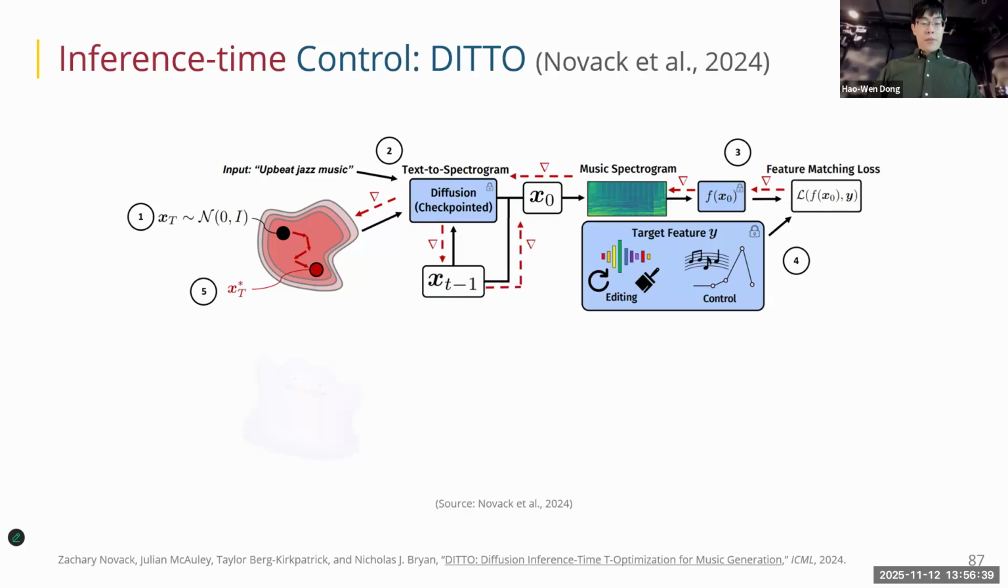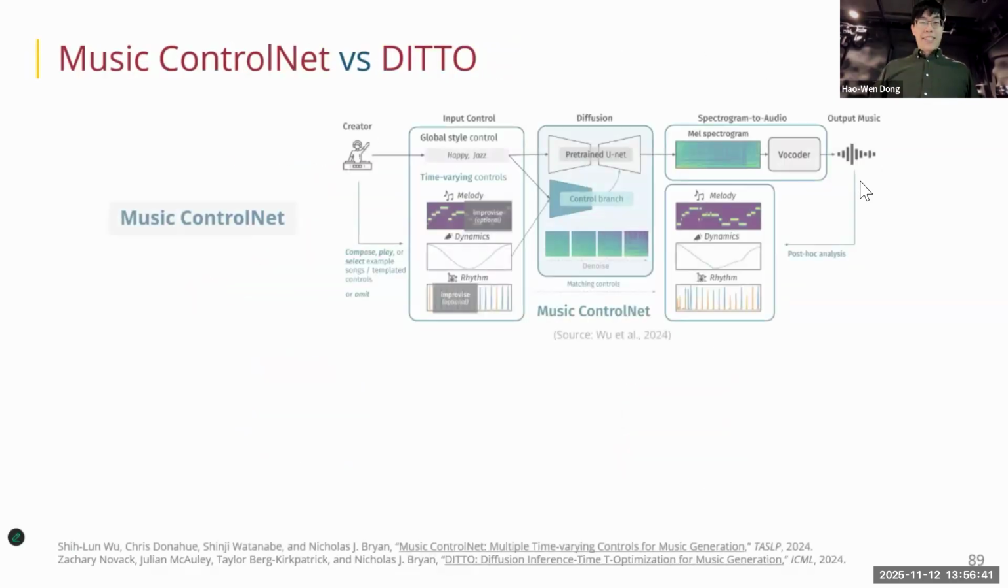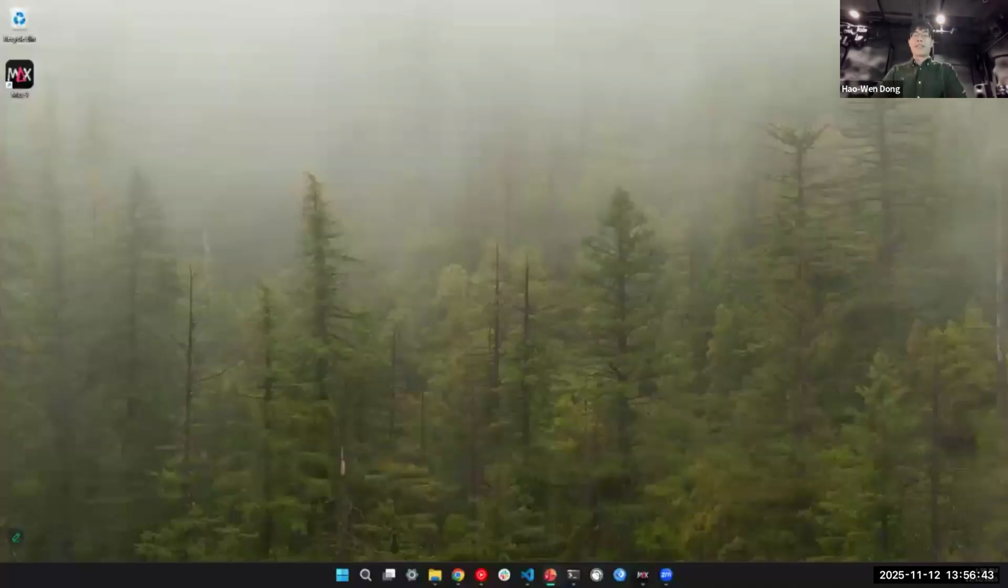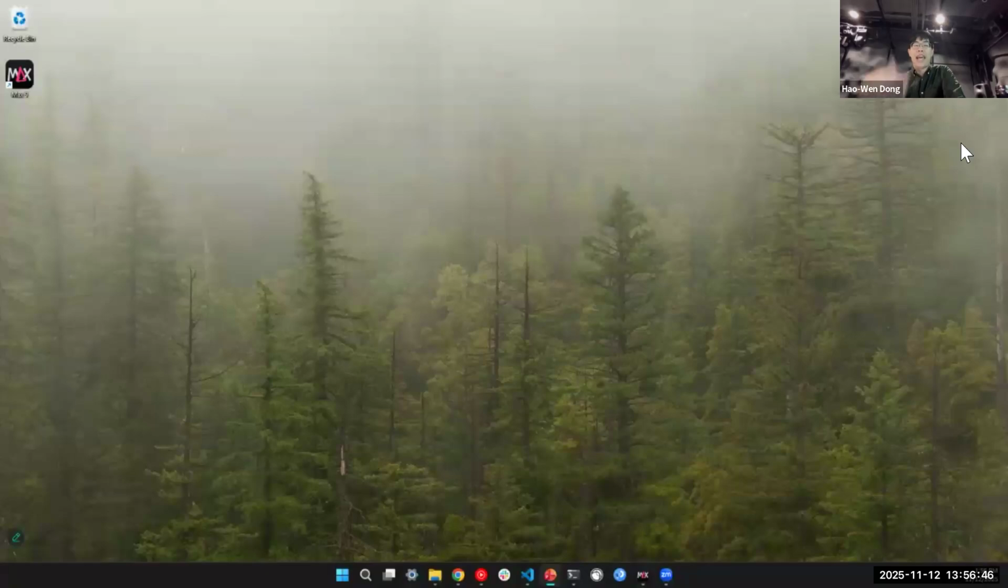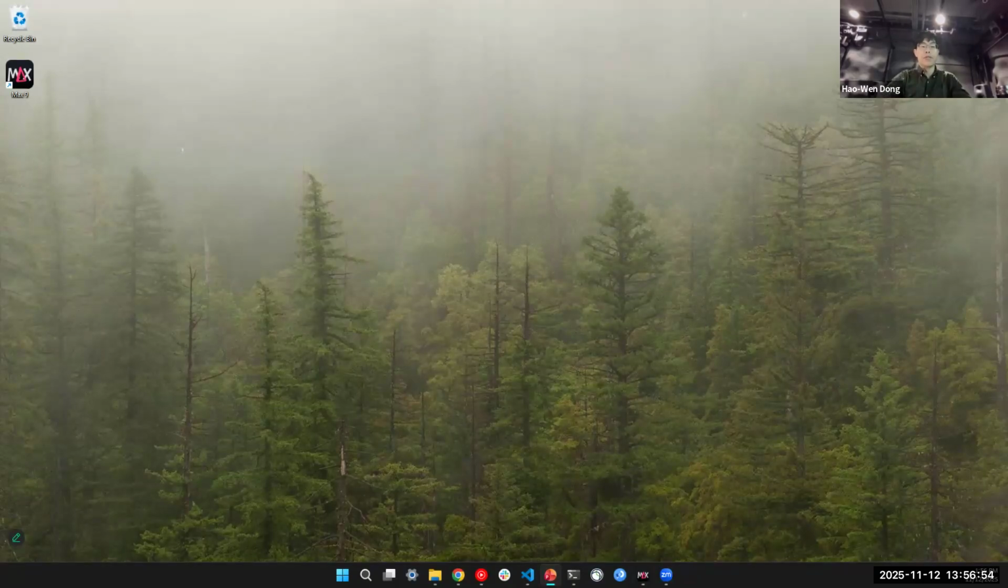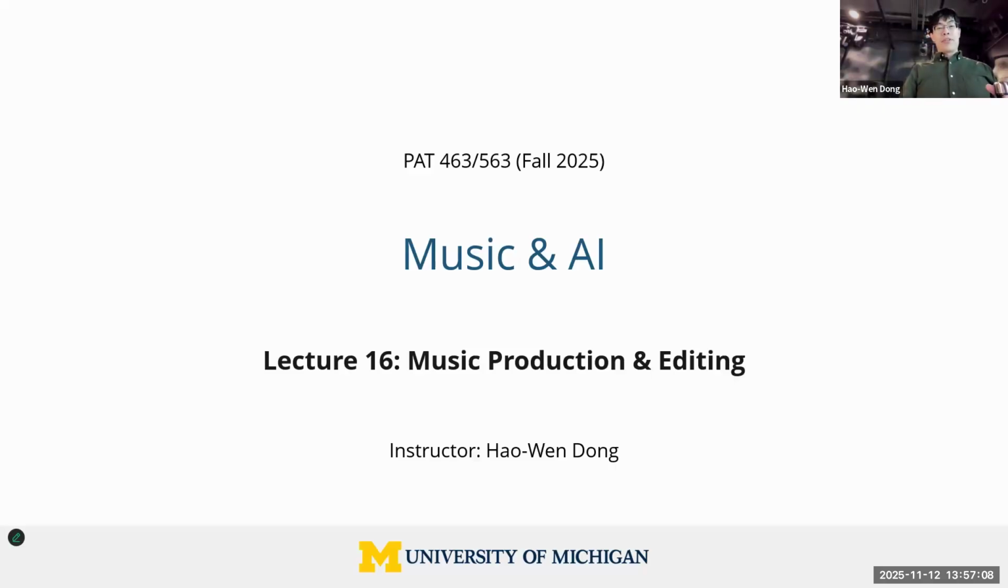Cool. So we are pretty much done with the creation part, but creation doesn't just end with the musical idea. There's a bunch of music production going on. We haven't talked about how we do it in a DAW, how we do the mixing, how we do all the effects. And that's what we are going to talk about today. So, music production and editing.